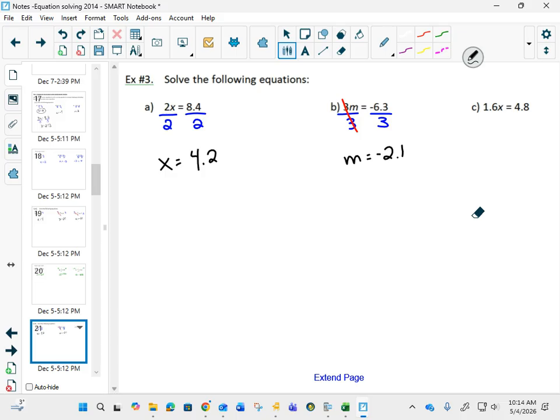Okay. Here we go. The opposite of multiplying by 1.6 would be dividing by 1.6. Go to your calculator. 4.8 divided by 1.6. And you get 3.